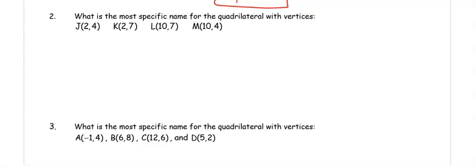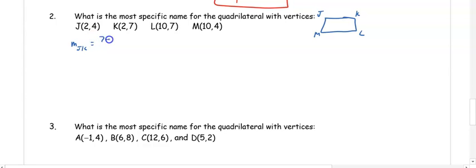So let's look at another set. J, K, L, M. So first we're going to look at our sides. We have the sides JK, 7 minus 4 over 2 minus 2. Gets us 3 over 0, which is undefined. Our slope of LM is 4 minus 7 over 10 minus 10, which is -3 over 0, which is also undefined. So right now those lines are parallel.